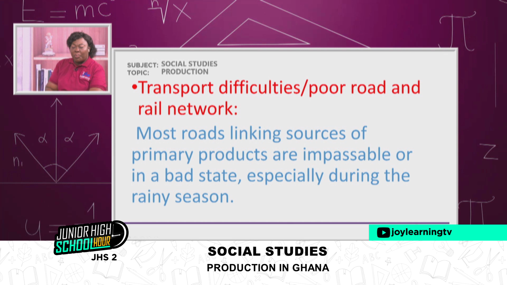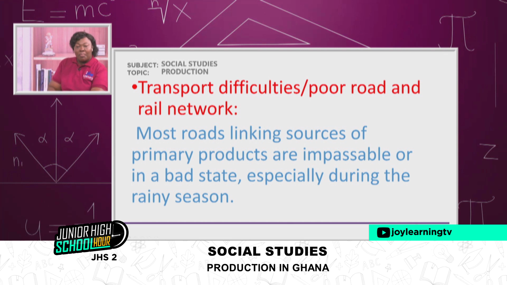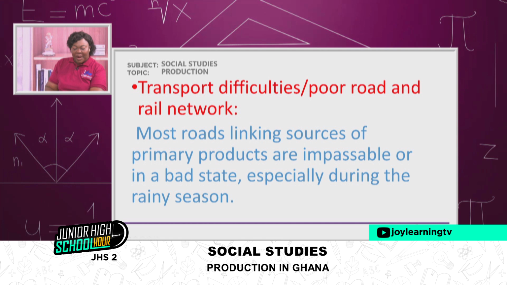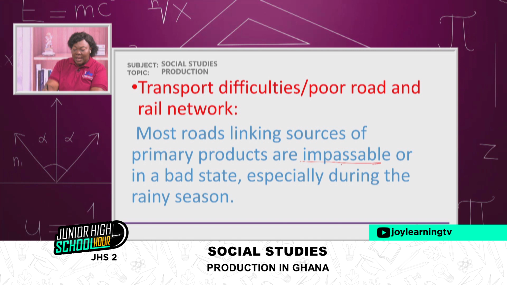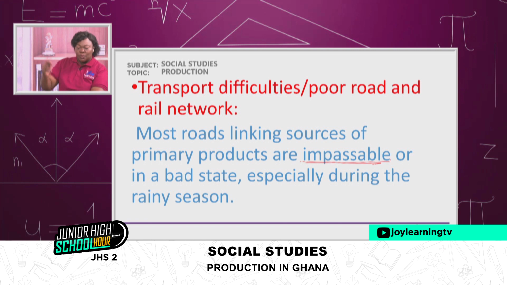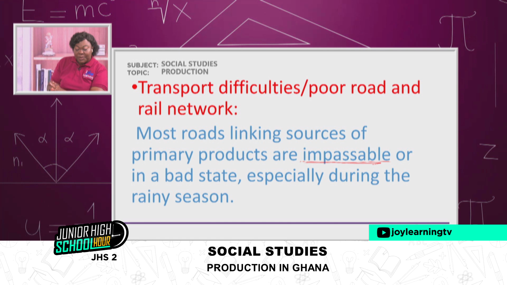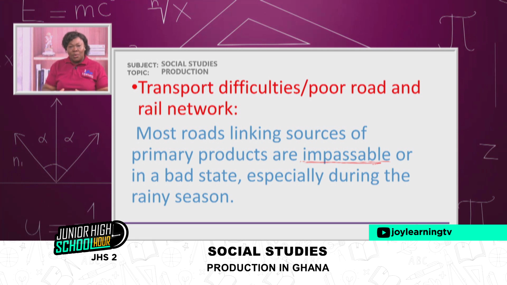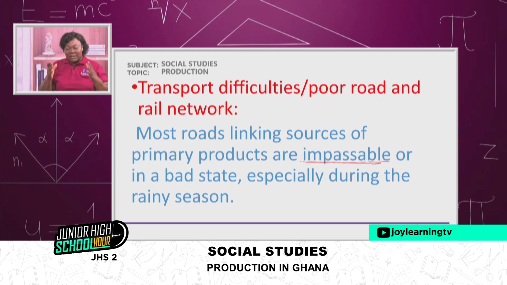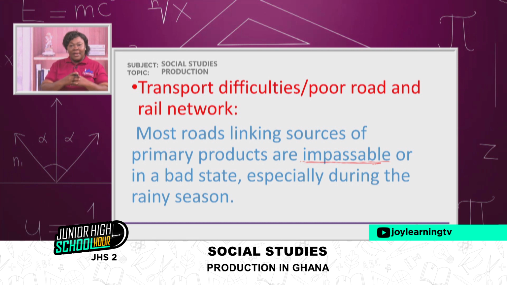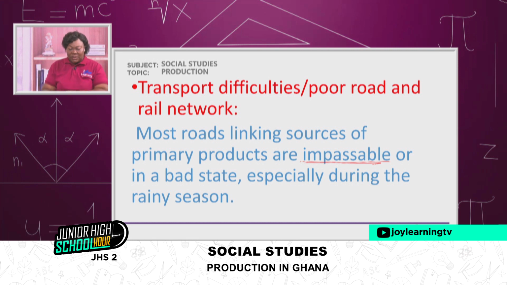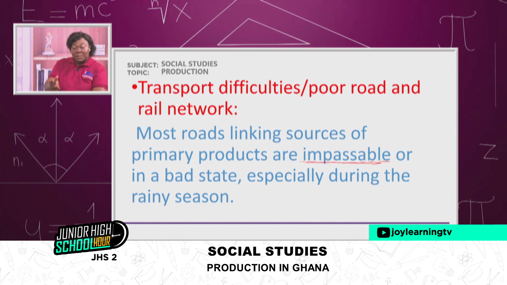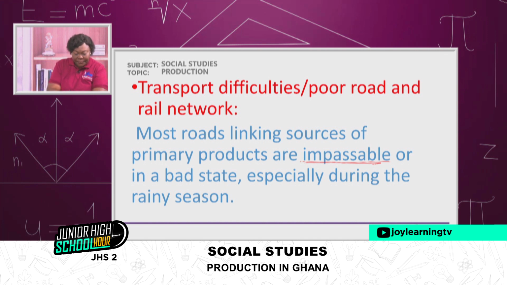Transport difficulties or poor roads and rail network. Most roads linking sources of primary products are impassable or in a bad state. When we say impassable, they cannot have access to get to where the raw materials are, especially during the rainy season. It's a hell when you go to certain areas. Cars or trucks get stuck with perishable goods. Just see that the fruits or the vegetables are just getting rotten. So it is due to what? Some of the problems, that's transport difficulties.